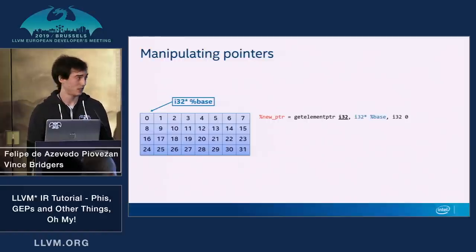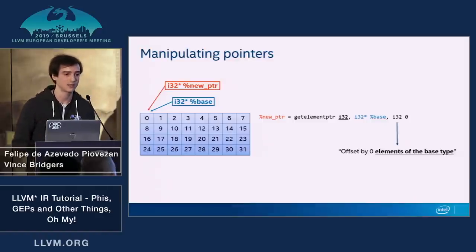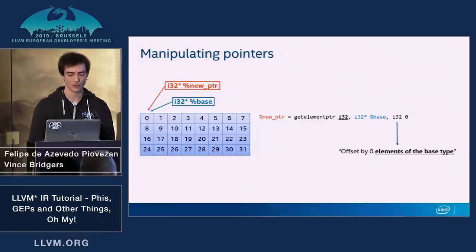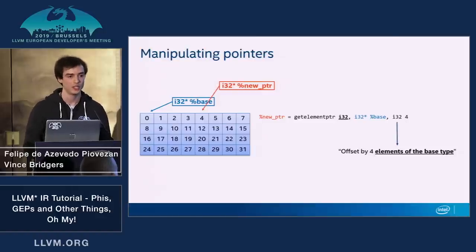If we write a GEP instruction like this, saying my base type is an i32, my base pointer is this pointer, and my first index is 0, I am saying to this instruction, please return me a pointer that is offset 0 elements of that base type. In this case, this is not a very useful GEP because it's just giving me the exact same pointer that we started with, right? But once we change this index, now we are starting to move to different points of our memory. So far, it seems simple, right? We start with a base pointer, we change an index, and we are offsetting by a given type in memory. It seems simple, but I bet most of us got really confused by the first index when we were learning about GEPs. And we'll see why two slides from now.